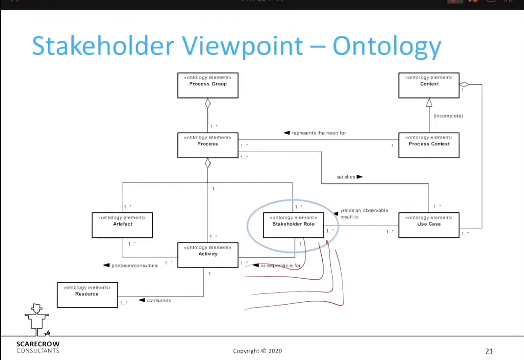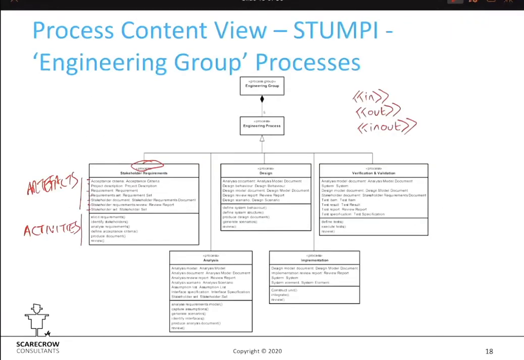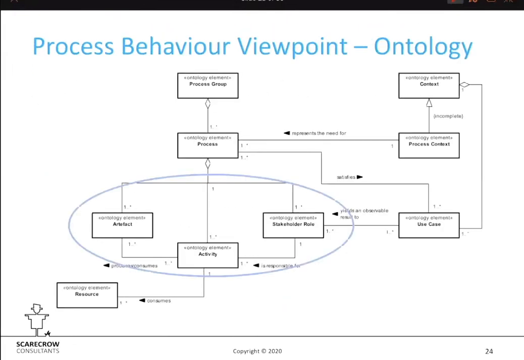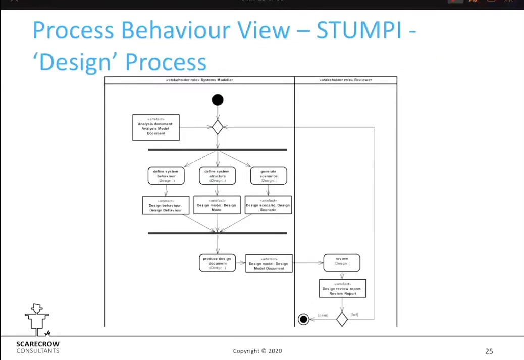So each process on your process content view will have an associated process behaviour view that shows you how you carry out the process. It's covering all three of those areas now, and we would use a SysML activity diagram. This is for the design process.